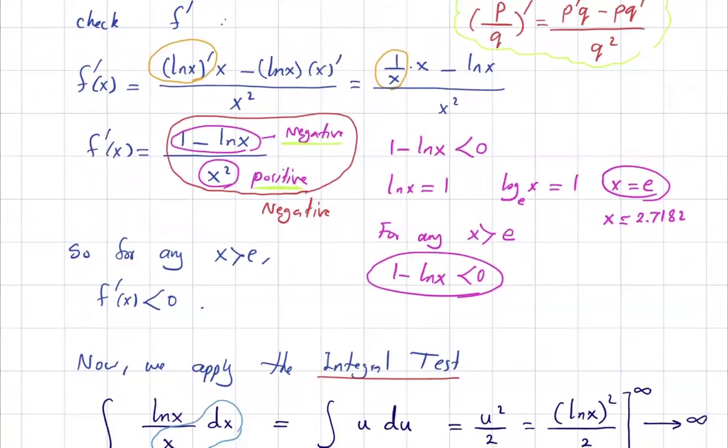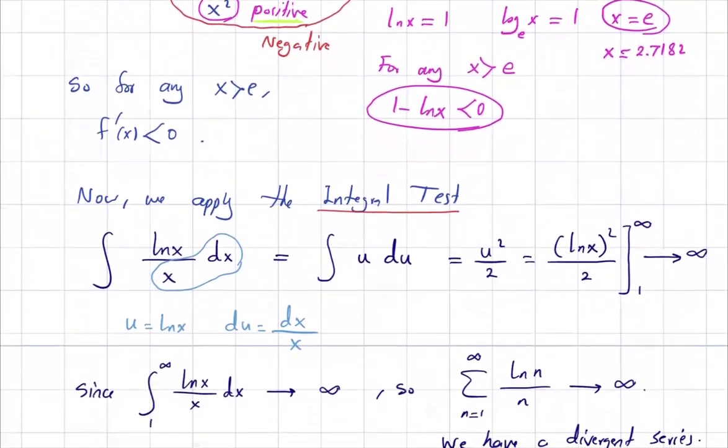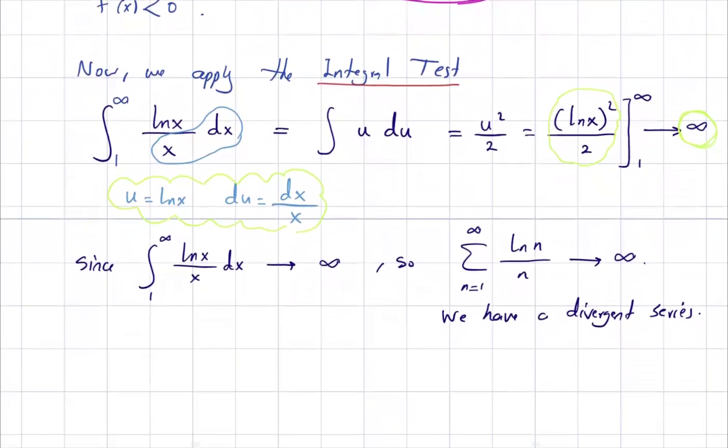Instead of working with the series, you can work with the integral itself, the integral of ln of x over x dx, when x ranges between 1 to infinity. Using a simple u substitution, u is ln of x, du is dx over x, it can be written as ln of x to the second power divided by 2, when x ranges between 1 to infinity. But remember the behavior of ln of x: as x goes to infinity, ln goes to infinity. So the integral diverges to infinity. By using the integral test, our series also diverges to infinity.